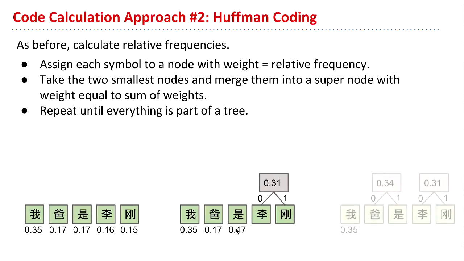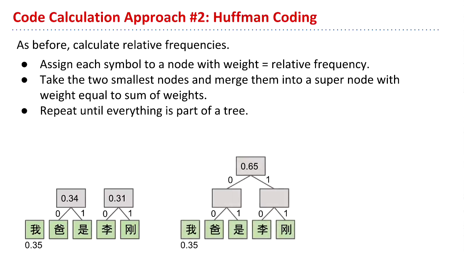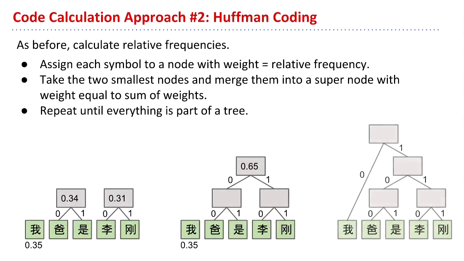0.17 and 0.17. So let's merge those next. Now we have 3. What are the 2 smallest? 0.34 and 0.31. Okay, so those get merged, and that's 0.65. Then we finally merge everything into one big tree. We have produced now the optimal code.